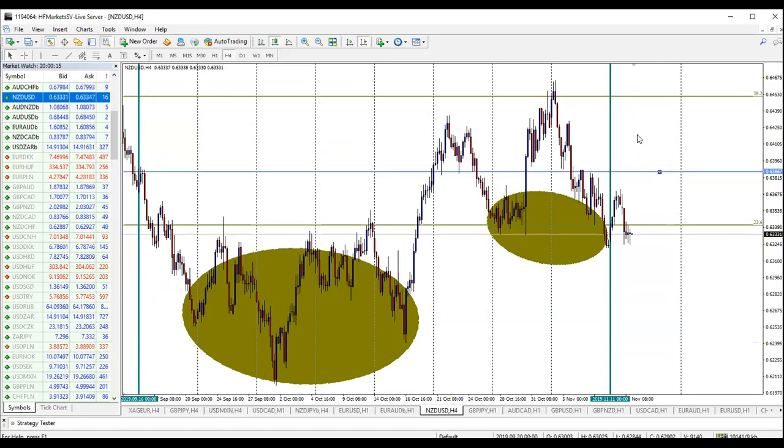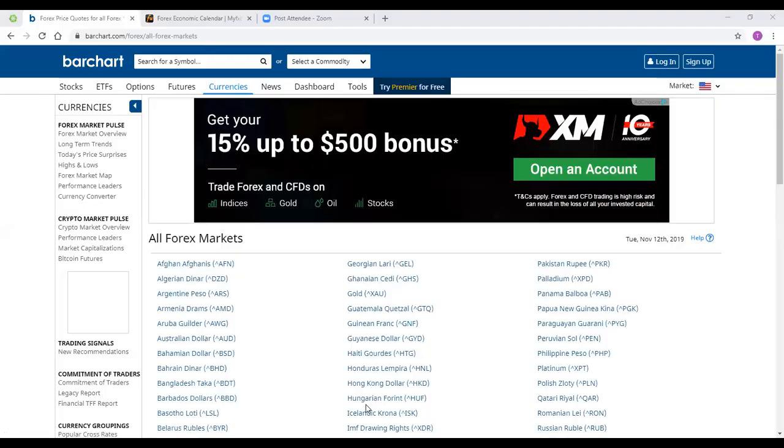All right, now the last thing that I said I'm going to talk about is commitment of traders, COT. Now, talking about commitment of traders, we have this site where we have to take a look at. It is called barchart.com. You go to barchart.com, you just log into barchart.com, you may also open an account, you may also sign up with Barchart.